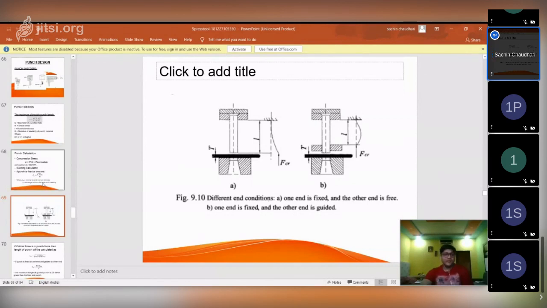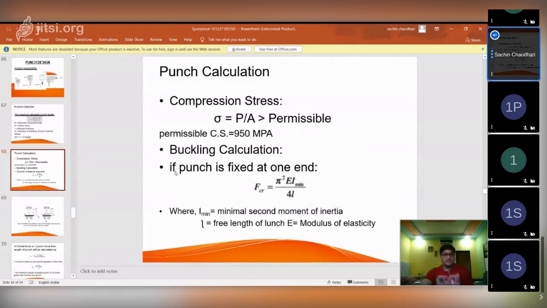For the first case, if the punch is fixed at one end, then this is the critical force. You can calculate the critical force acting on the punch by pi square E I minimum by 4L square. I minimum is the second moment of inertia, which is dependent upon the cross section area of your punch, and L is the free length of the punch. Sorry, that was a printing mistake, it should be punch. And E is your modulus of elasticity.